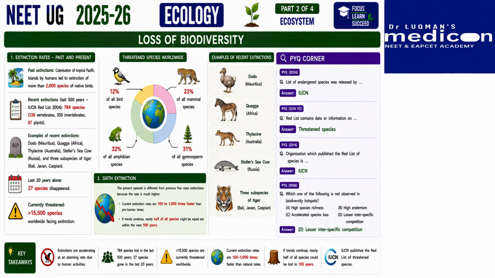Loss of biodiversity. Here we are going to study which species are going extinct, which are being lost completely, what their impact is, and what other examples there are. Extinction rates, past and present. Past extinctions, for example, colonization of the tropical Pacific islands by humans led to the extinction of more than 2000 species of native birds.